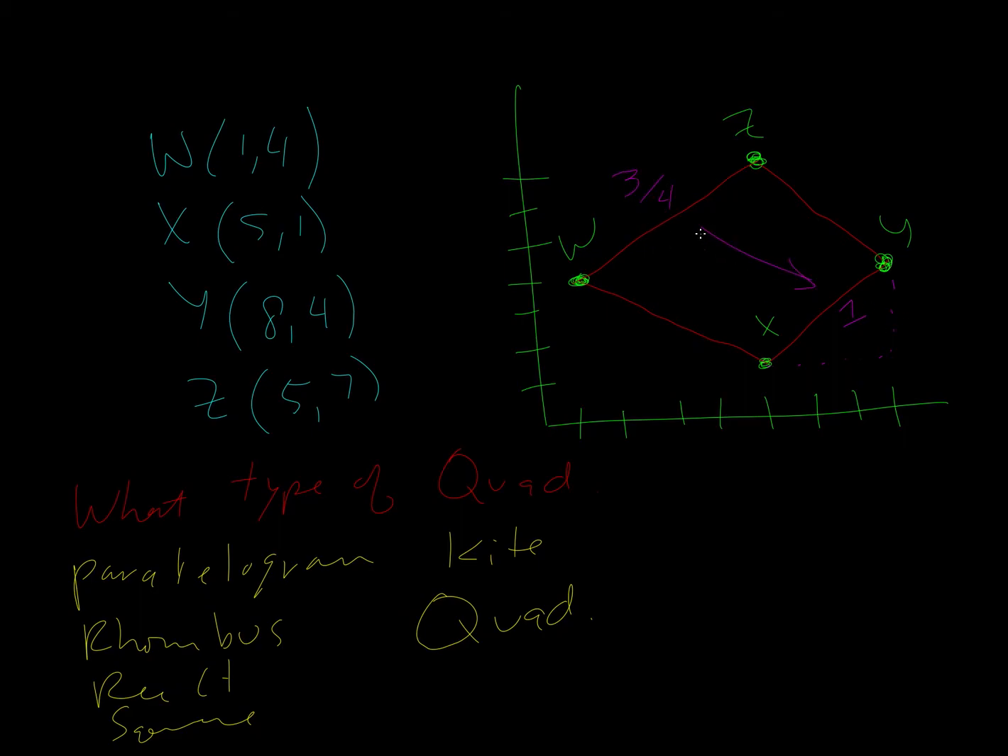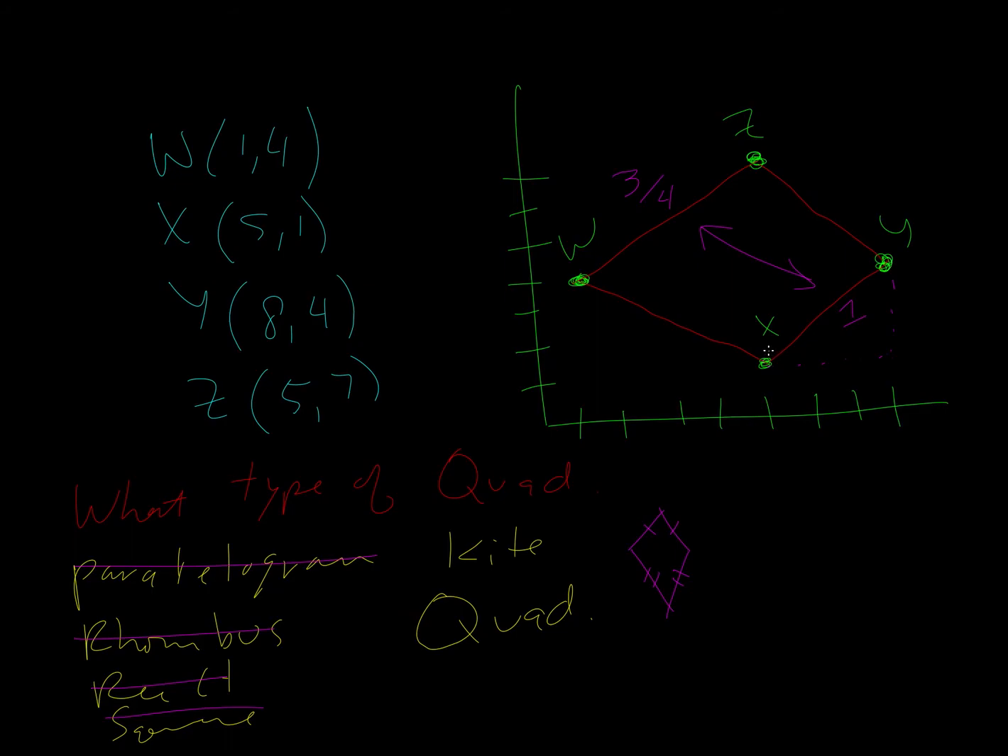Since these are not parallel, it can't be a parallelogram, can't be a rhombus, can't be a rectangle, can't be a square. Now, it could be a kite. A kite, just in case you don't know, is where these two are congruent, these two are congruent, okay? But it's not a parallelogram necessarily. So now we need to do lengths. We need to test XY and YZ to see if they're the same length.